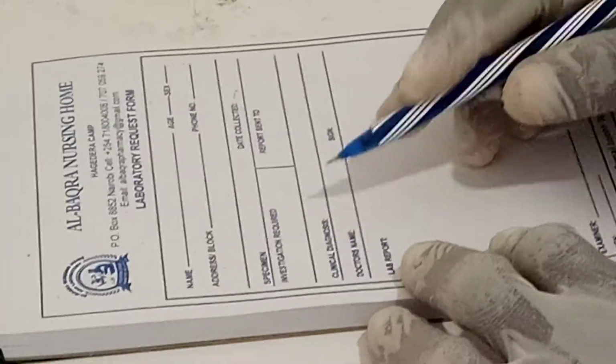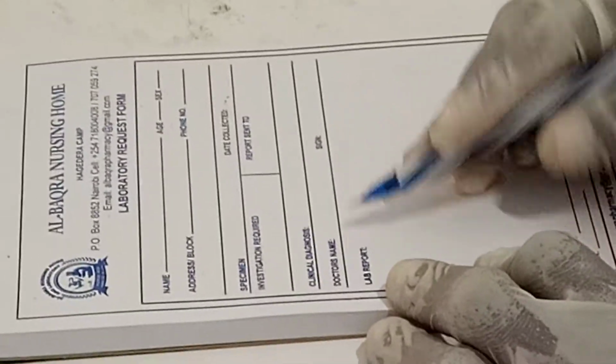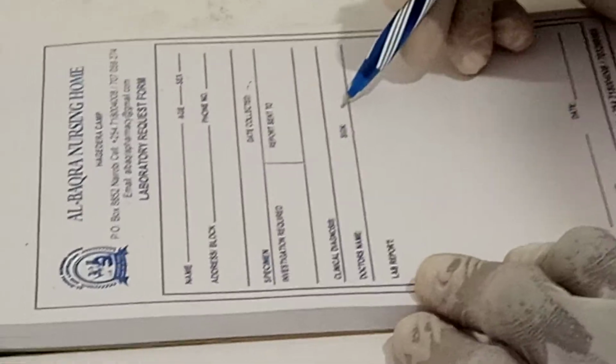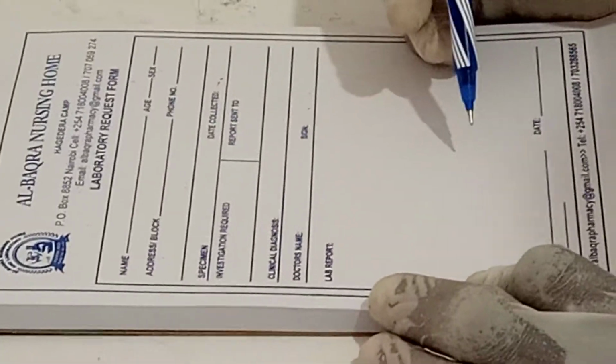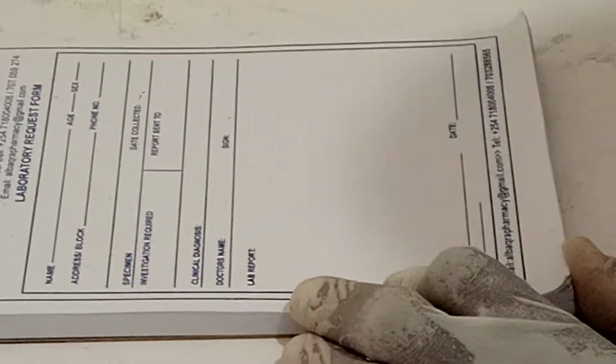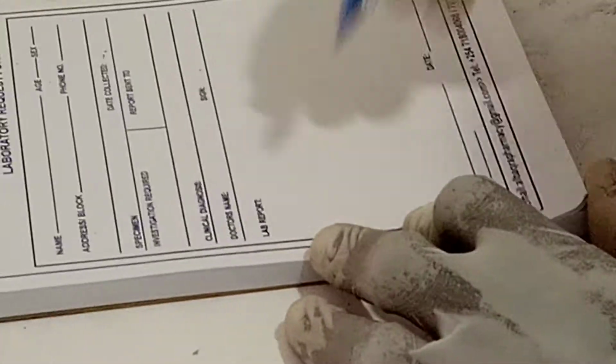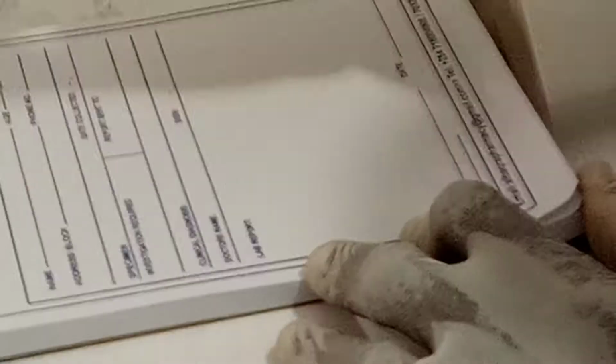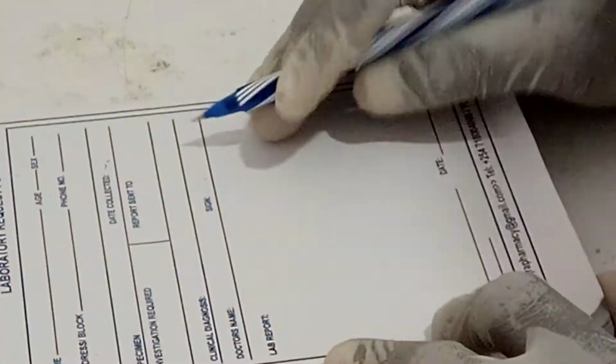Clinical diagnosis. So here is the doctor's name. Also here is the signature of the doctor. This part, the person who is in the laboratory must write the details here. So now let us start.